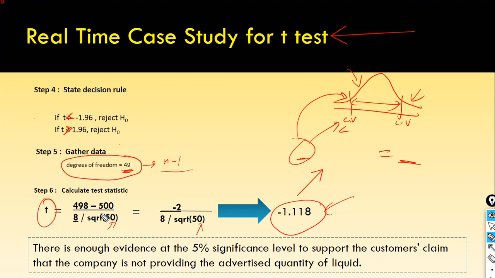Now you understood. In this case, we have all the values. We just plug in the values. This is the sample mean. This is the hypothesized population mean. This is the sample standard deviation, square root of the sample size. If you solve this, you get negative 1.198. So now you tell me, is negative 1.198 less than negative 1.96? No, right? It is not less than that. Hence, we fail to reject the null hypothesis.